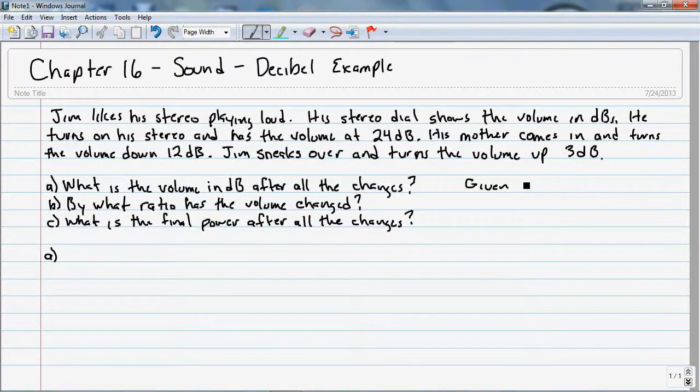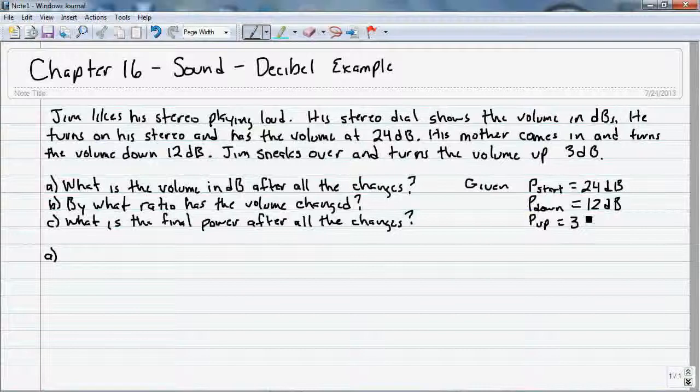So we have the power at the start is equal to 24 decibels. The power that it was turned down is equal to 12 decibels. And the power that was turned up is 3 decibels.